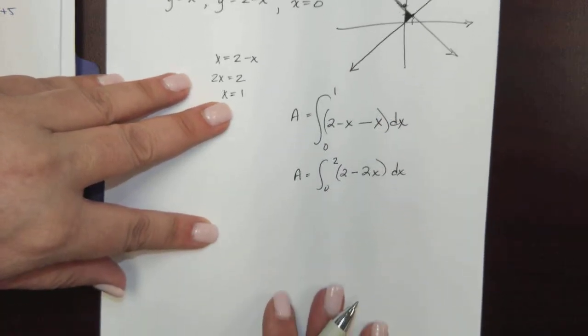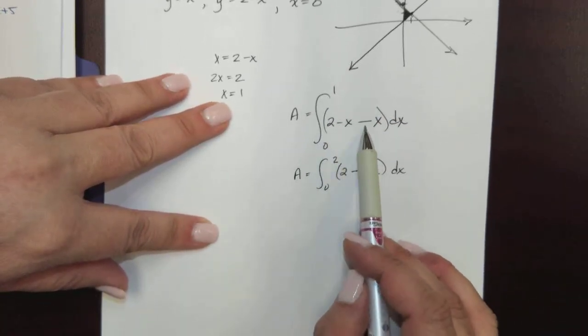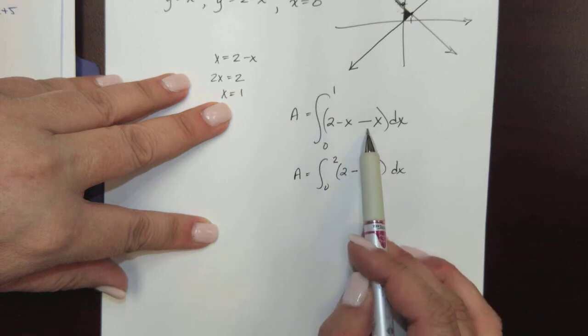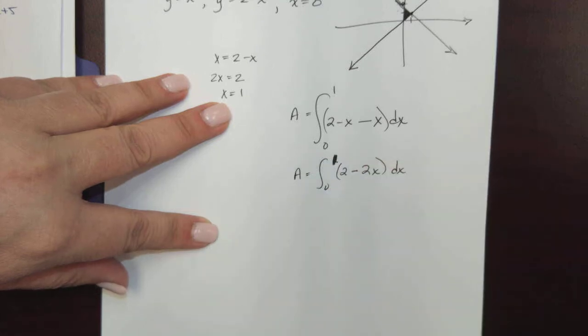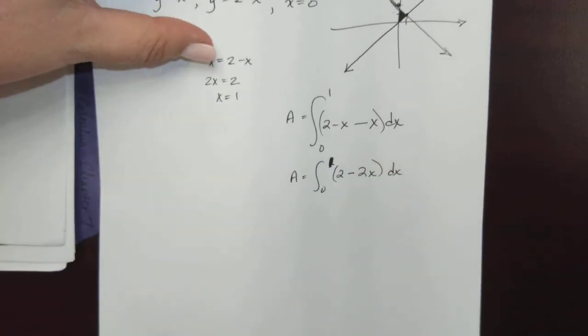How'd you move it to 2? Because my negative x minus x is negative 2x. No, but how'd you move the bounds to? I don't know. That should be a 1. Thank you. Thank you.